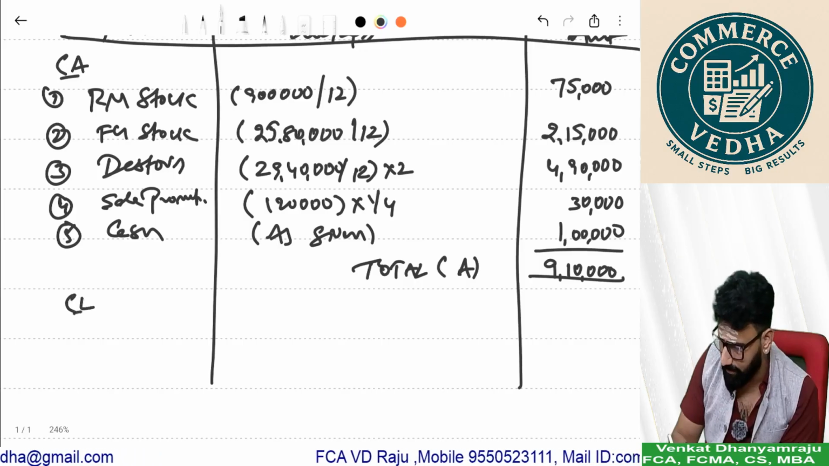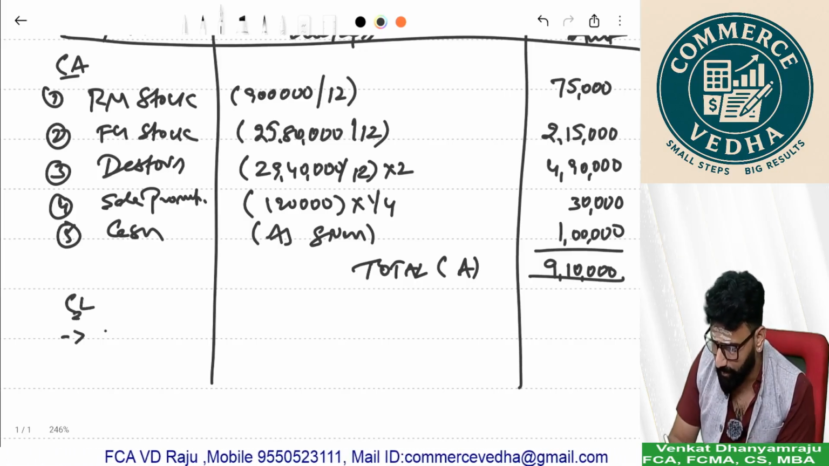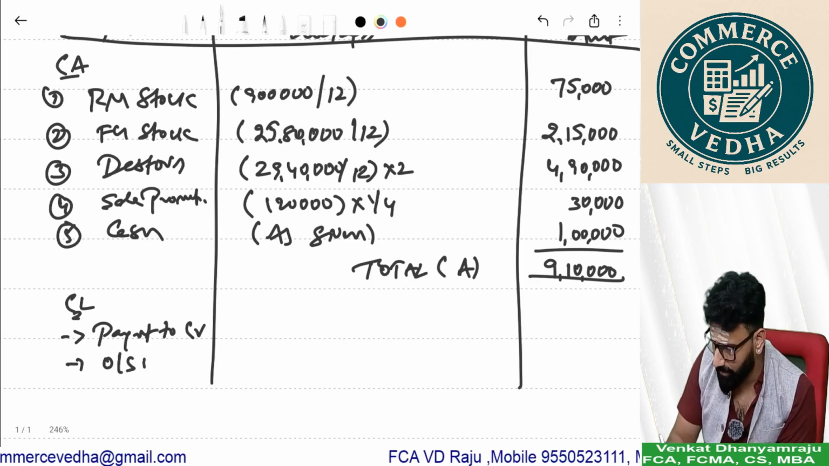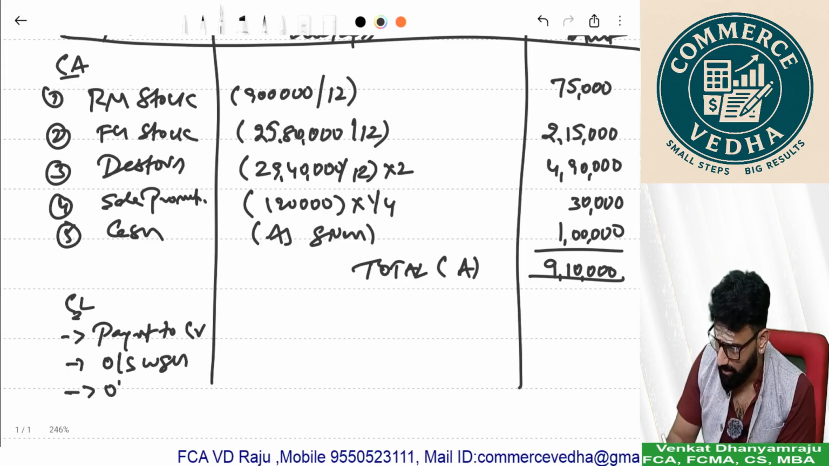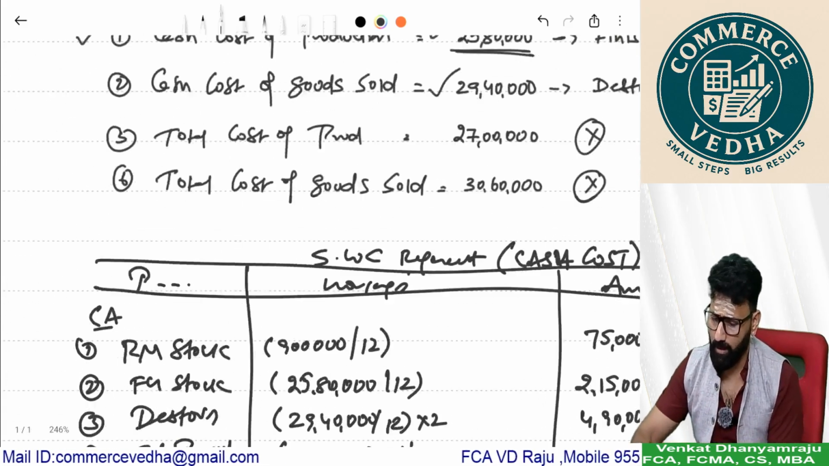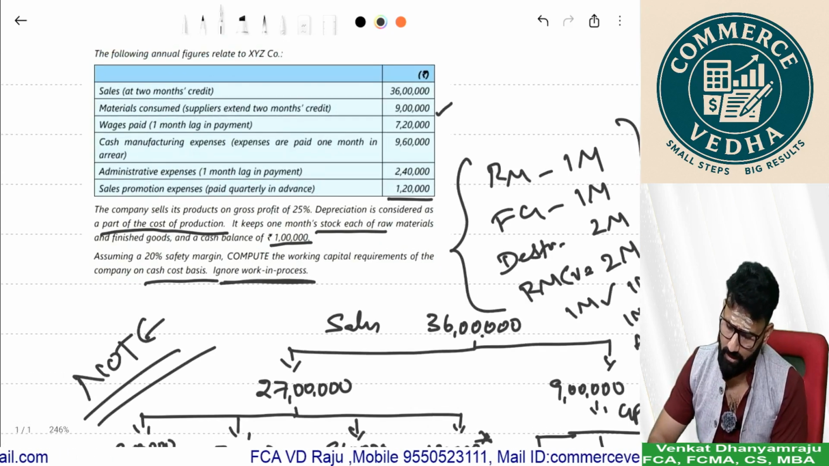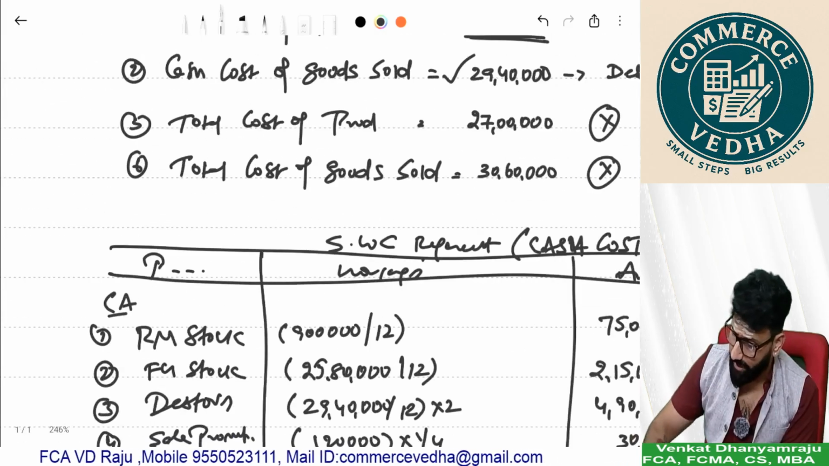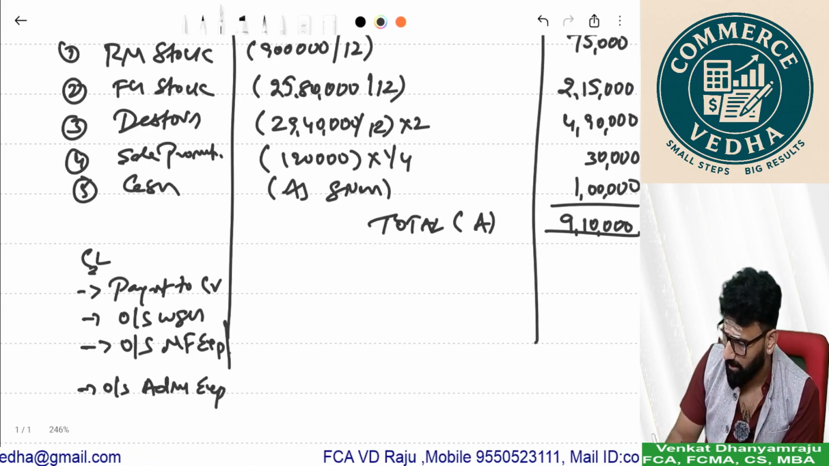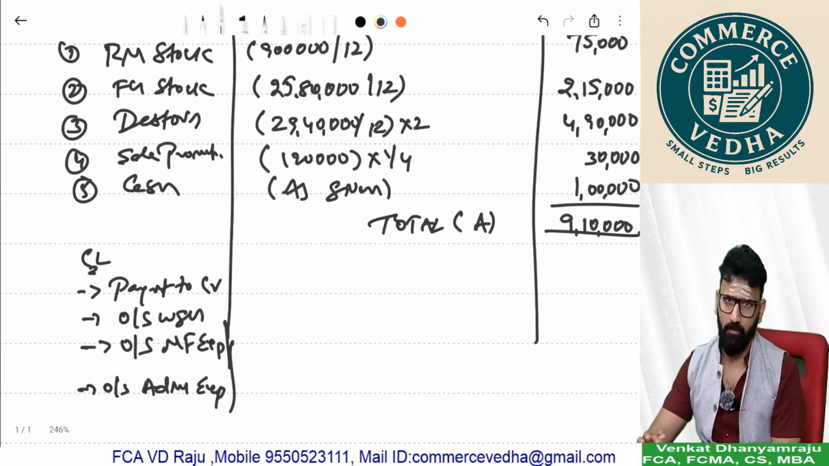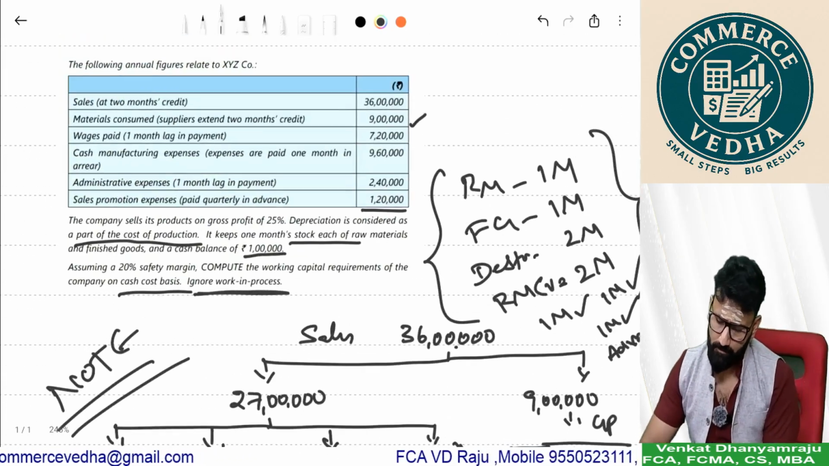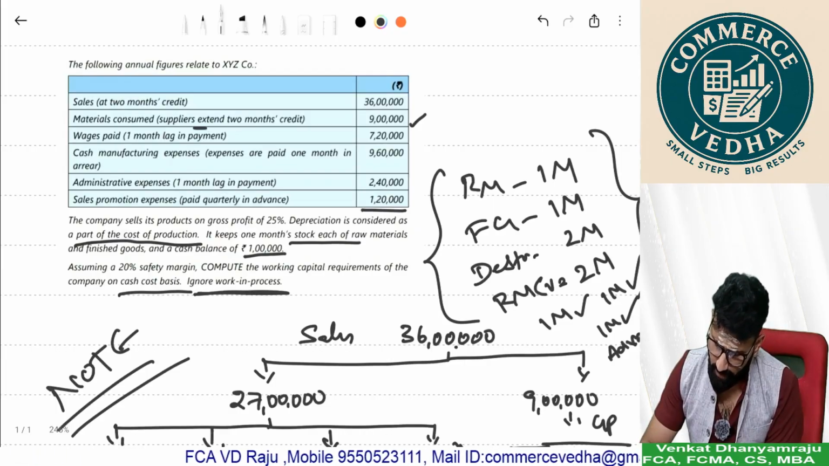Now comes current liabilities. Creditors, payment to suppliers, outstanding wages, outstanding manufacturing expense. What else are there? Outstanding administration expense. So one by one. Raw materials are on 2 months credit. It told here clearly, suppliers extended 2 months credit.